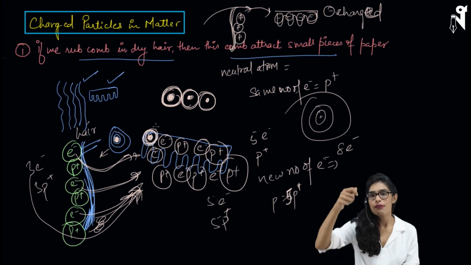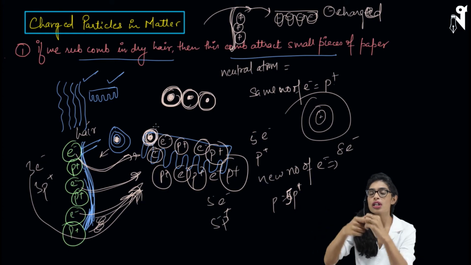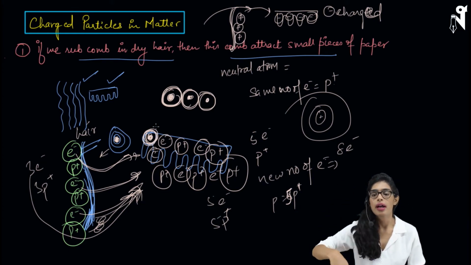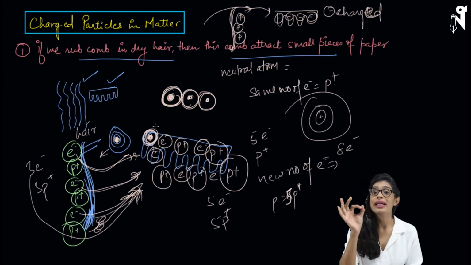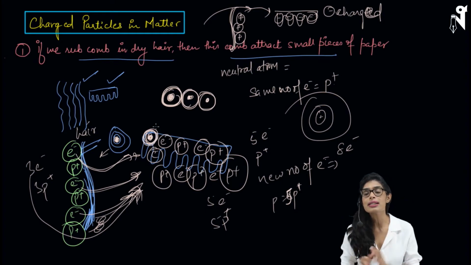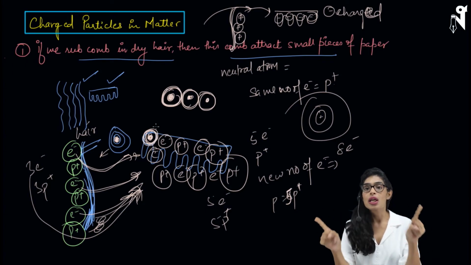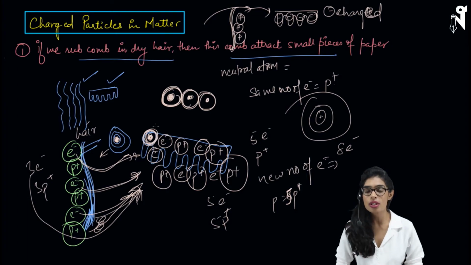How can you feel? If you take the comb and the pieces of paper just like that, they will not attract each other. But the moment you rub it on your hair and then bring it closer to the pieces of paper, it will start attracting. That means there is definitely some change which has happened inside the comb, which is making those pieces of paper attract towards it. And what is the change in that?